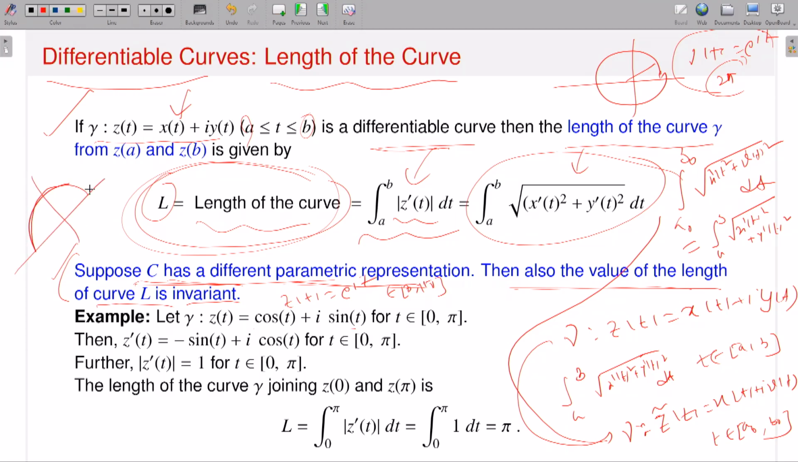So not a full circle, but I will have a semicircle. It starts from here, it will end up here. So what is the length of the interval? Then now you can say that this is actually pi, right?